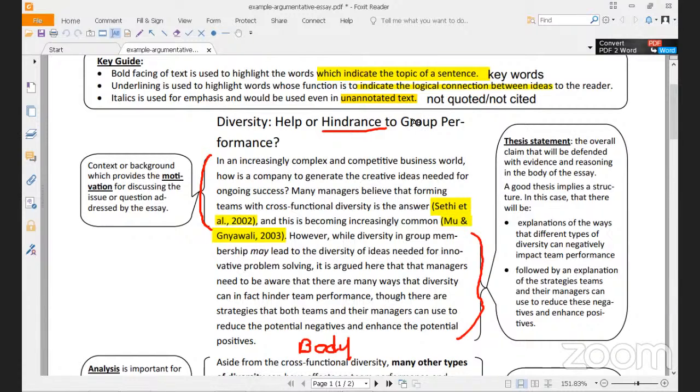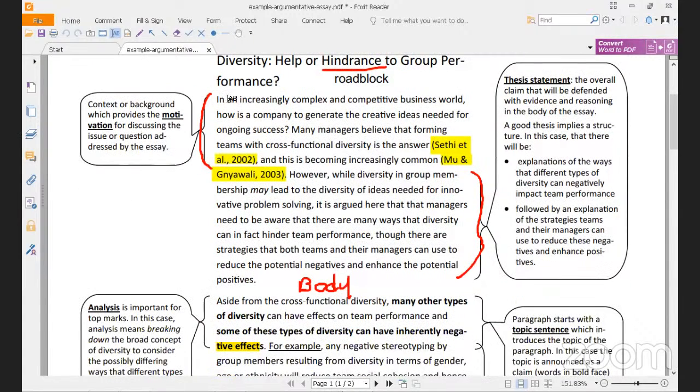So before we start, what's hindrance in your own opinion, or are you familiar with this word? No, really no. It's the opposite of help. I would say like a roadblock, an obstacle. Okay, help or hindrance to group performance, diversity. This is a very nice topic. So let's start reading. Let's start with the introduction. Can you help me read?